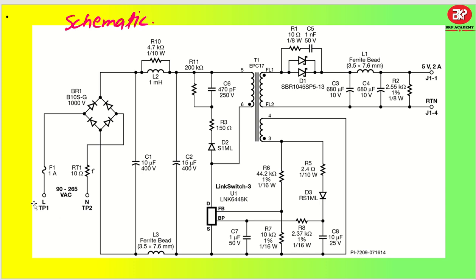Okay, so you can see this is the input TP1 and TP2, that is line and neutral input. Now it has been protected with a fuse. The calculation of the fuse and all these things we have already seen. Let me just give you again.